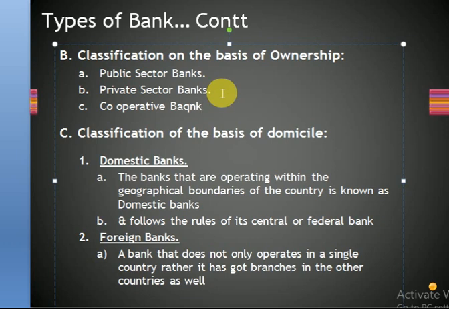Next one is classification on the basis of domicile. The banks are divided on the basis of domicile. Domicile means area. Into two categories: one is called domestic bank and the second is called foreign bank. Domestic banks are registered and incorporated within the country, like Azizi Bank, Ghazanfar Bank, the Afghanistan Bank. These are all domestic banks. They are registered here and also incorporated and work here.